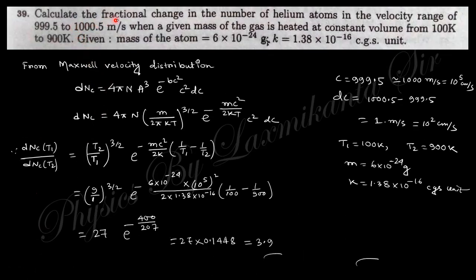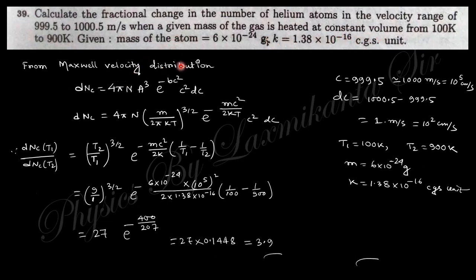Next question says calculate the fraction change in the number of helium atoms in the velocity range of this to that. So this is the velocity change when a given mass of gas is heated up at constant volume from 100 to 900 Kelvin, given the mass of atom will be like that, where k is the given Boltzmann's constant.